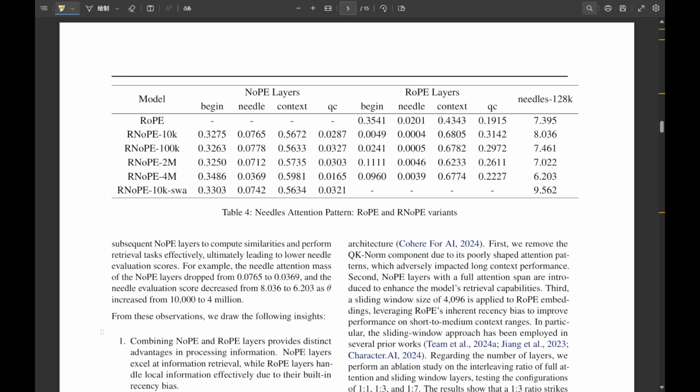Why? Their analysis showed that giving the RoPE layers a larger receptive field, which is what increasing theta does, actually introduced more noise into the attention patterns. This static from the RoPE layers then disrupted the NoPE layers' ability to do their job, to effectively retrieve the needle based on semantic similarity. It was like one part of the brain was shouting too loudly and confusing the other part.